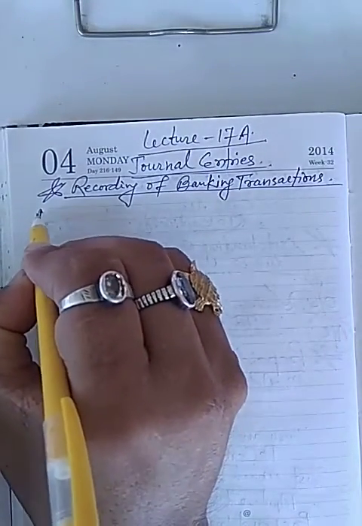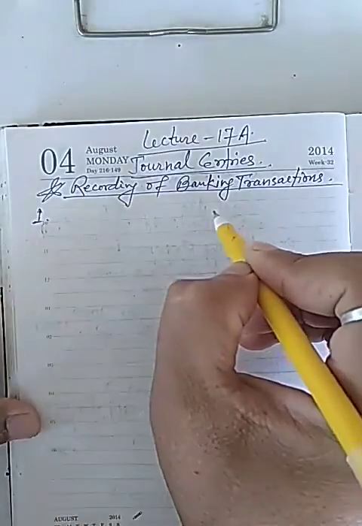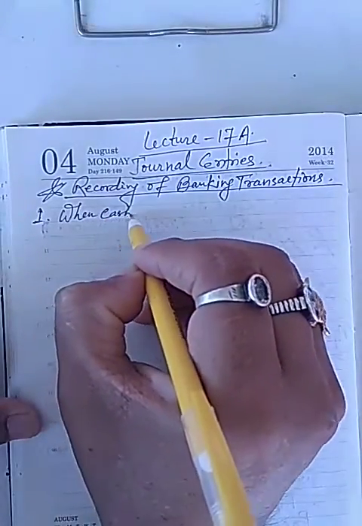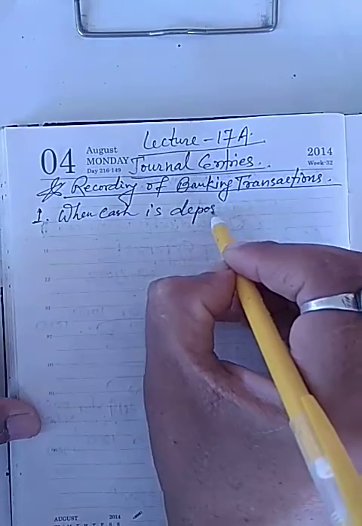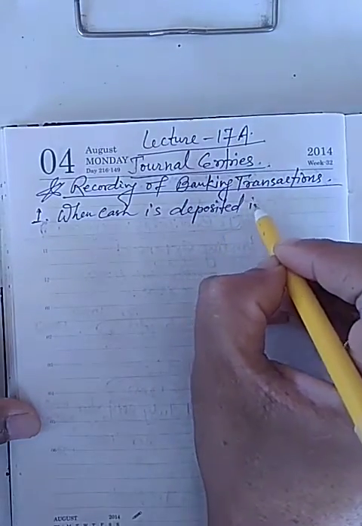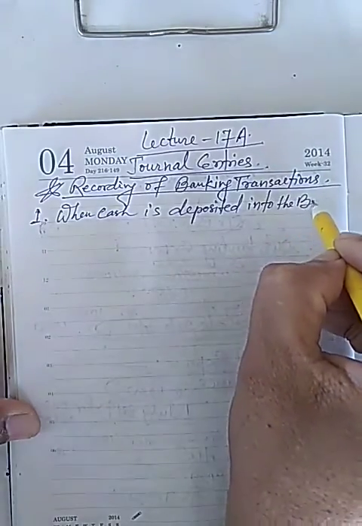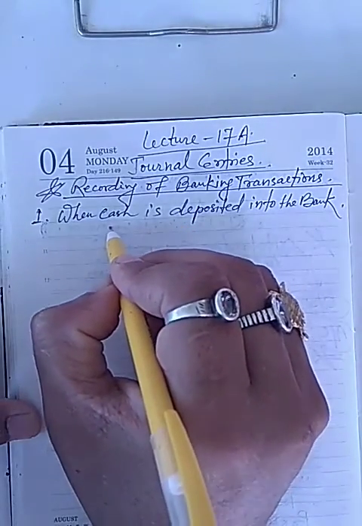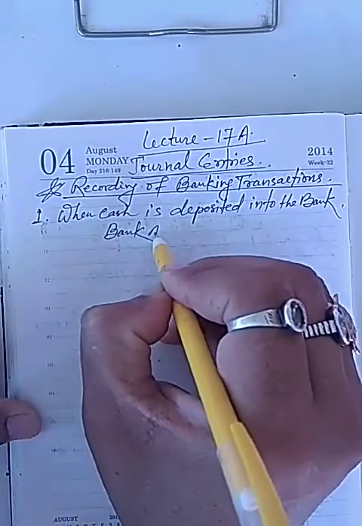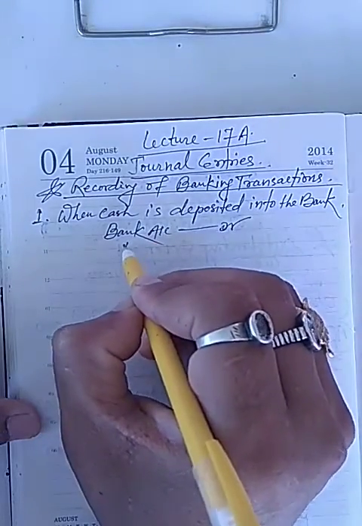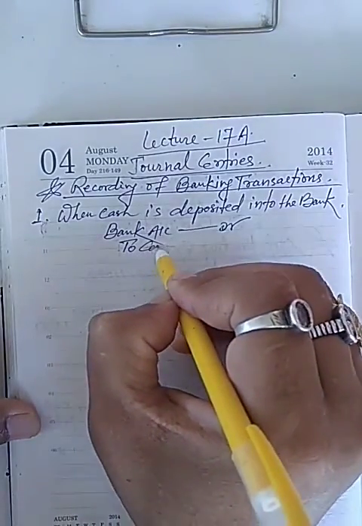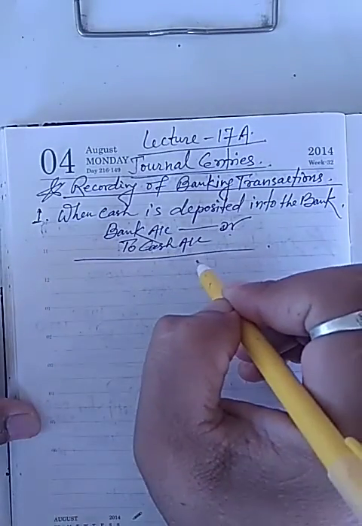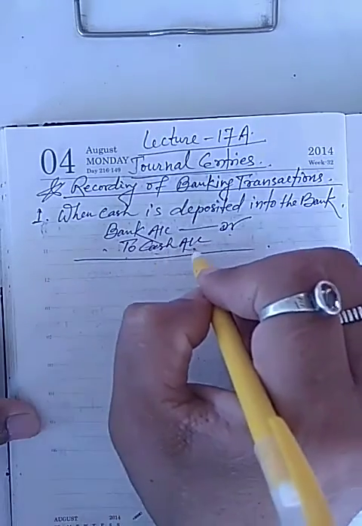So first transaction, suppose when cash is deposited into the bank, then journal entry will be bank account DR to cash account, being cash deposited into bank. Narration will be being cash deposited into bank.